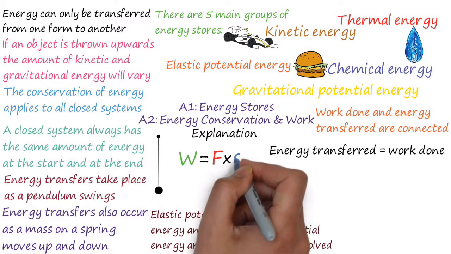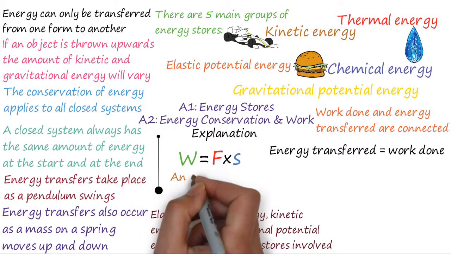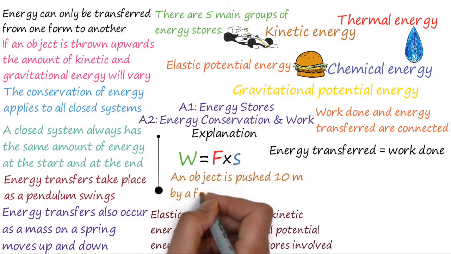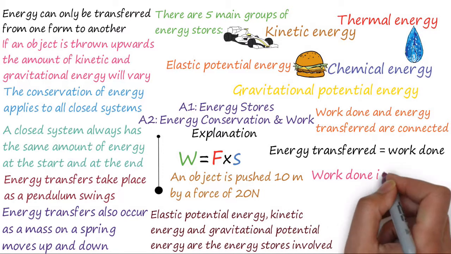This gives us the equation: work done, measured in joules with the symbol W, equals the force applied, in newtons with the symbol F, multiplied by the distance moved along the line of action of the force, measured in meters with the symbol S. For example, if an object is pushed 10 meters by a force of 20 newtons, the work done is 20 times 10, which equals 200 joules.